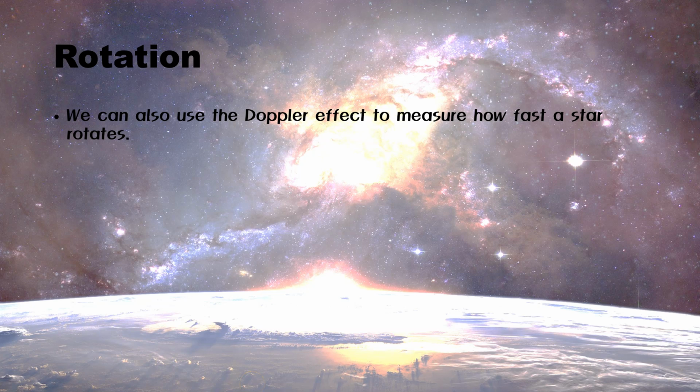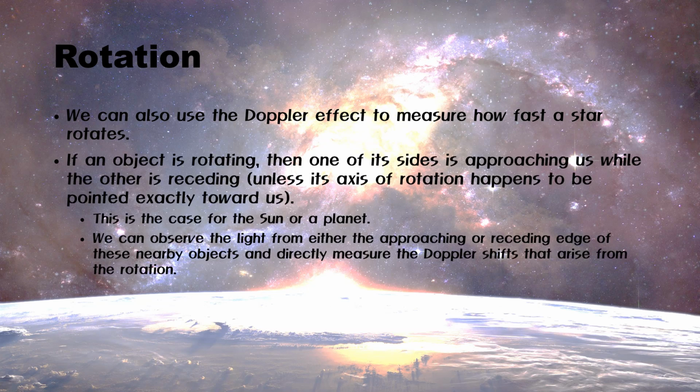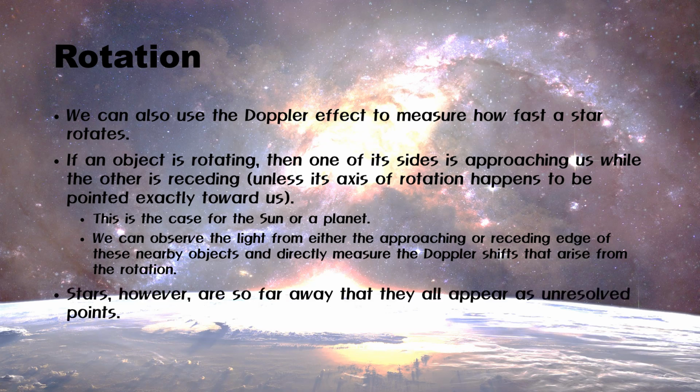Now, the Doppler effect is very useful, of course, for determining spectral shifts, but we can also use it to measure how fast a star rotates. If an object is rotating, then one of its sides is approaching us while the other is receding, unless its axis of rotation happens to be pointed exactly toward us, very much like Uranus. This can be the case for either the sun or a planet, or even a farther off celestial body. We can observe the light from either the approaching or receding edge of those nearby objects, and directly measure the Doppler shifts that arise from the rotation.